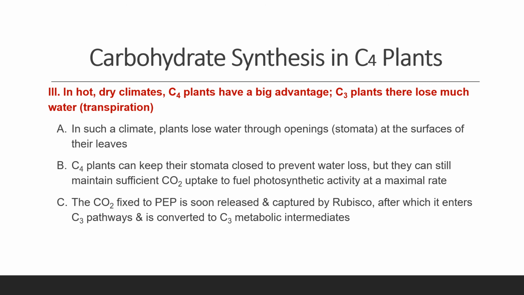So in hot, dry climates, C4 plants have a big advantage, while C3 plants lose much of their water through transpiration. In such a climate, plants lose water through openings called stomata at the surfaces of their leaves. C4 plants can keep their stomata closed to prevent water loss, but they can still maintain sufficient carbon dioxide uptake to fuel photosynthetic activity at a maximal rate. The carbon dioxide fixed to PEP is soon released and captured by rubisco, after which it enters the C3 pathway and is converted to C3 metabolic intermediates.